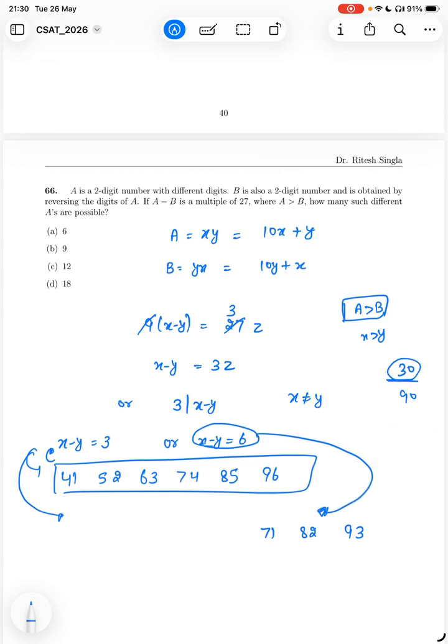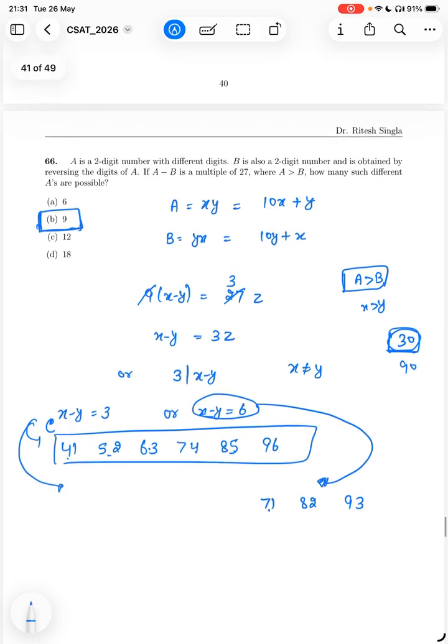If you reverse the digits in 30, we would have got just 3, which is not a two-digit number. Okay. So how many such options are available? 1, 2, 3, 4, 5, 6, 7, 8, 9. So a total of 9 such pairs are possible. Easy. If you see again here, you just need to form the linear equation: 10x plus y, 10y plus x. You are subtracting a minus b, you are getting 9 times x minus y, which is a multiple of 27. So basically x minus y is a multiple of 3, and then you just check which are the possibilities for x and y.